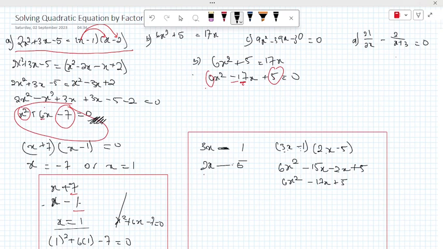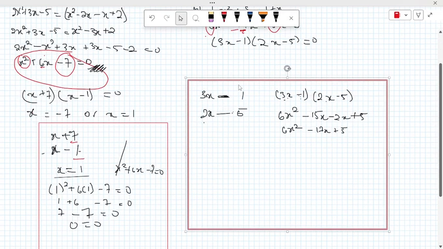So let's write it out. It's going to be 3x minus 1 and 2x minus 5 is equal to 0. Right. So guys, it is as simple as that. This is not rocket science. That's why I'm saying that you need to be able to do these calculations. They are very easy, guys.